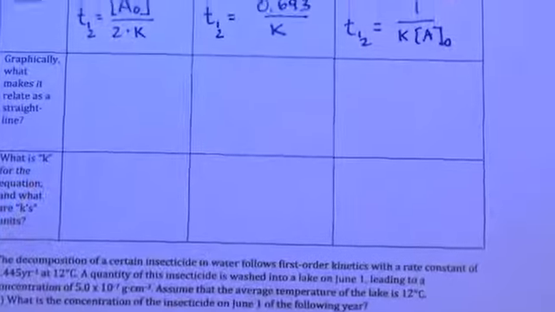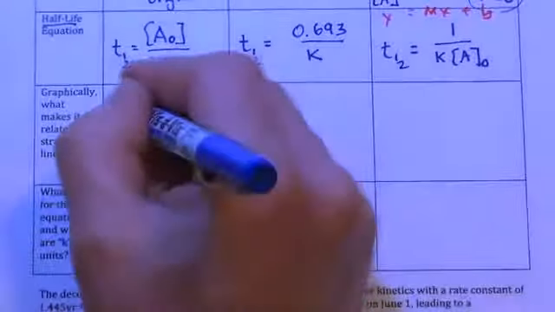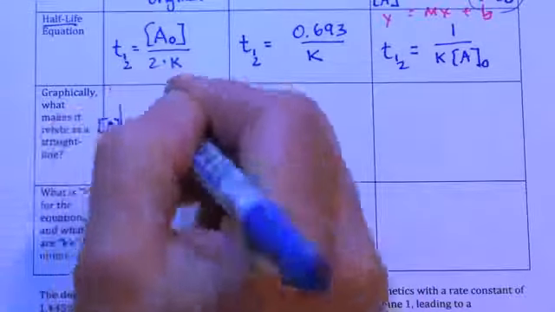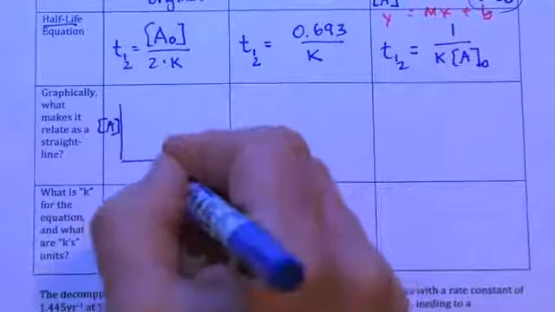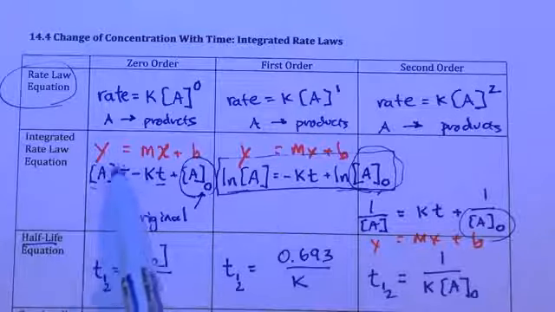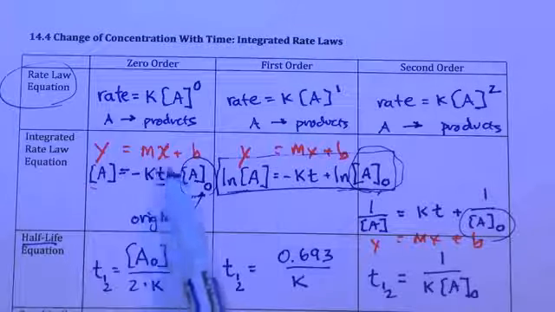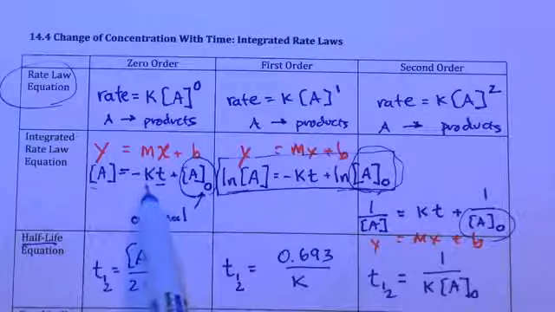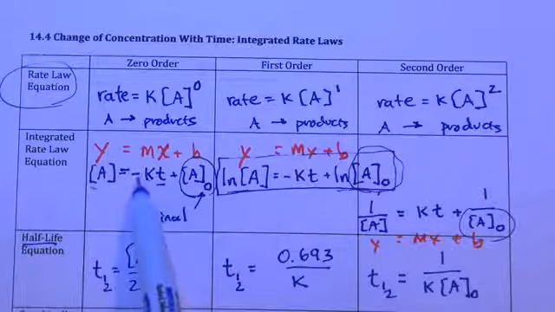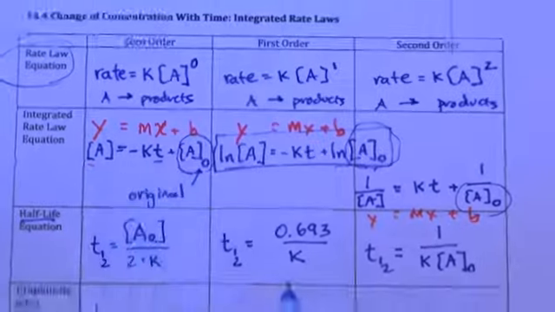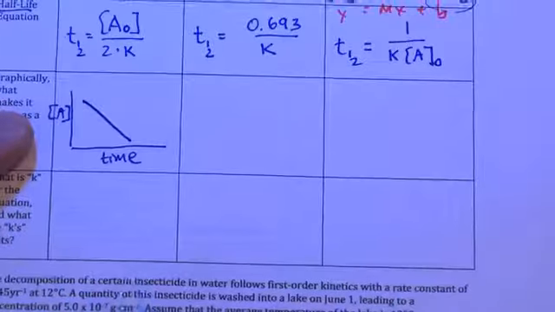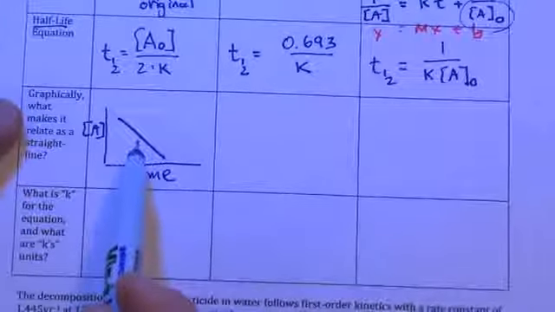So graphically, what makes it a straight line? For a 0th order, if we graph concentration of A versus time, notice the y-axis is concentration, the x-axis is time, and we should get a slope that gives us k, the rate constant, with a negative value. See this minus sign on here? And so we should get a concentration versus time graph that looks something like this, with a negative slope.